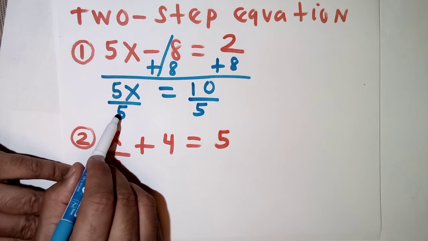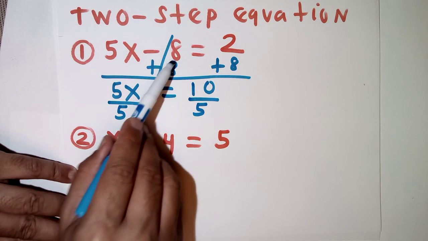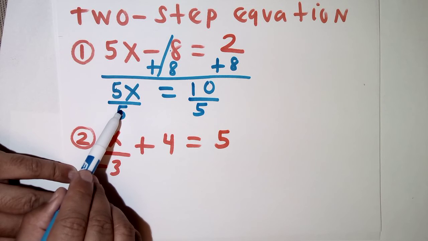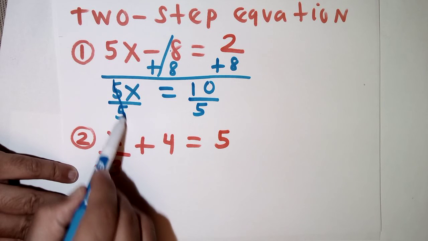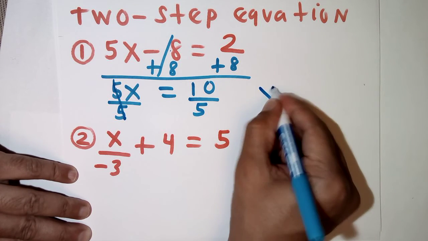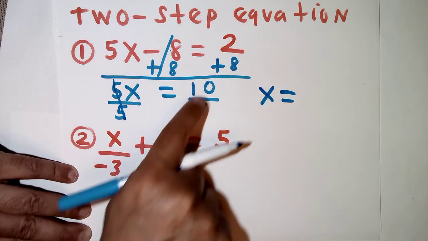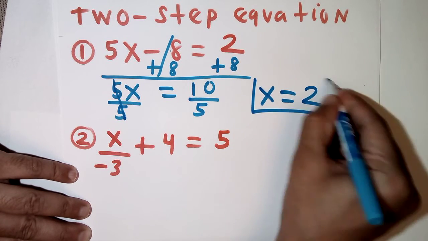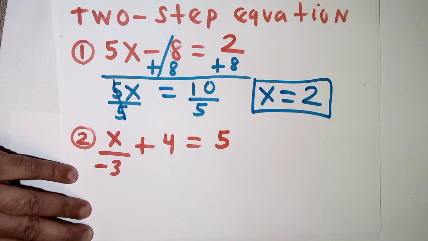Now, in here, unlike the previous one, this one gives you 0, but 5 divided by 5 gives you 1. But you know that one is optional for you to write it down. So in this case, you can either say 1x or just x equals, and 10 divided by 5 is 2, and this is basically your final answer.